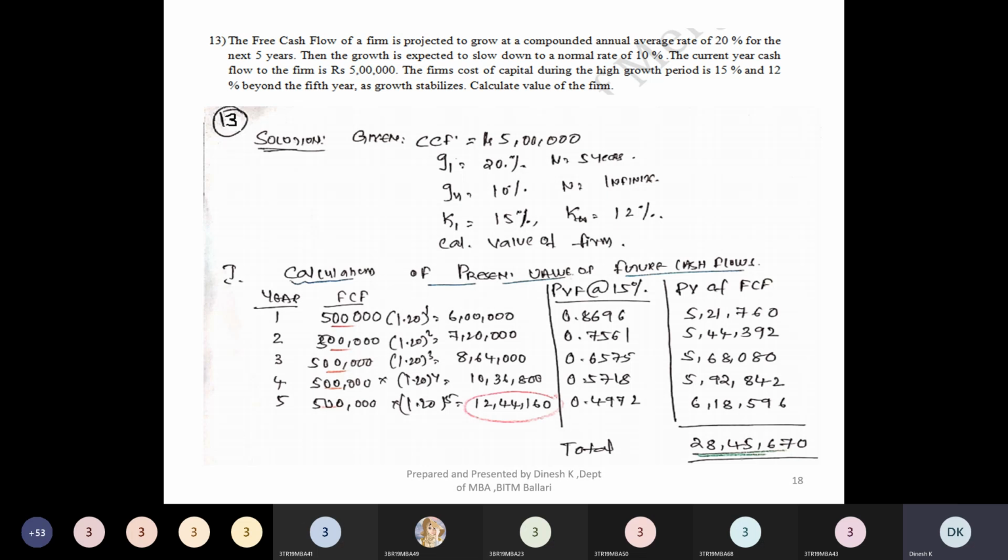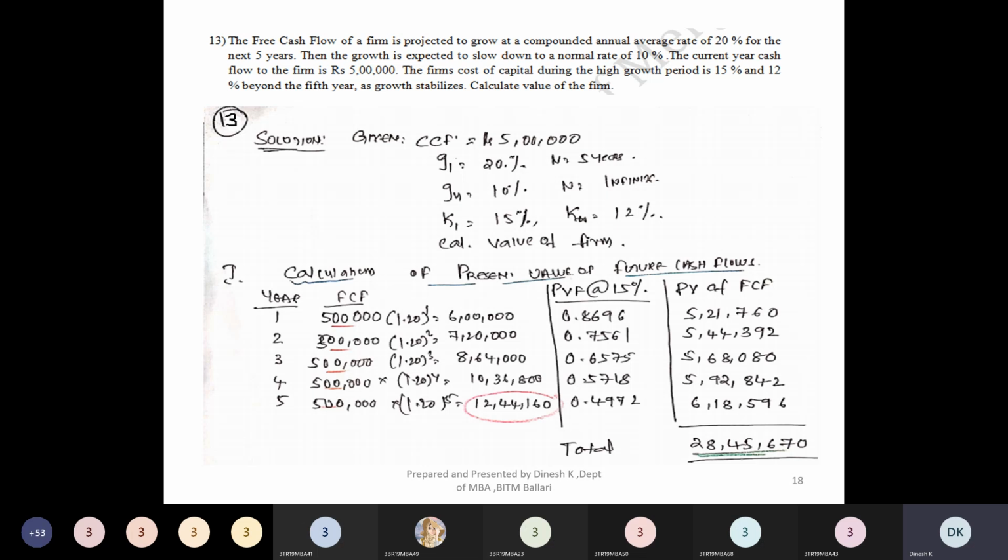Once you get the present value of the cash flows, then add them up, so you will get the total present value of the cash flows. Okay, this is clear. This is only the present value of the cash flows. Then you need to know the present value of the selling price at the end of the 5th year. When you add this 28 lakhs 45,670 plus the present value of the future selling price, you will be getting the value of the firm.